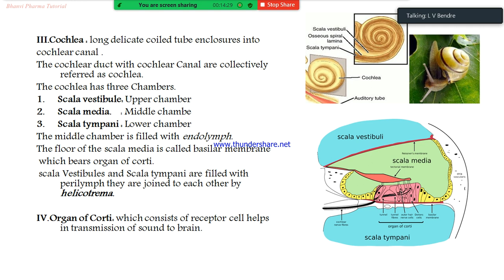Next, the third one is the cochlea. You see the cochlea. It is like a snail, the structure of a snail.